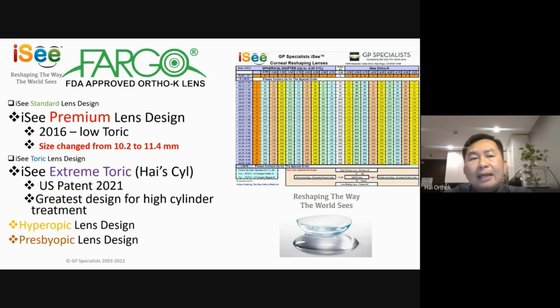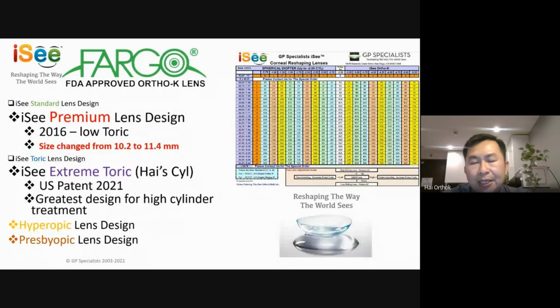And again, why do we have different types of lens in one design? We have a standard lens, a spherical lens. We have an IC toric lens, which is the dual axis lens. This lens was available before 2016. In 2016, I designed a premium lens, and the premium lens for the IC is actually very effectively designed. And why is it effective? The premium lens is the low toricity lens, and it helps to centrate the lens.